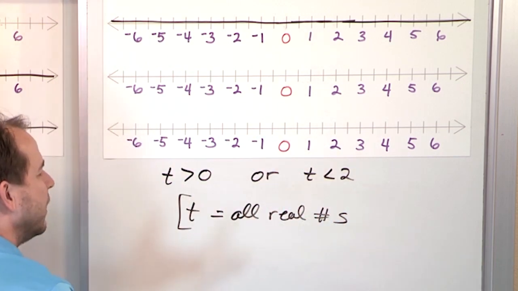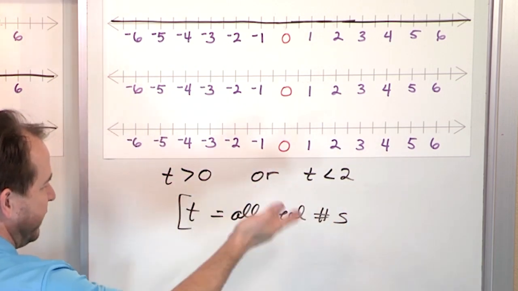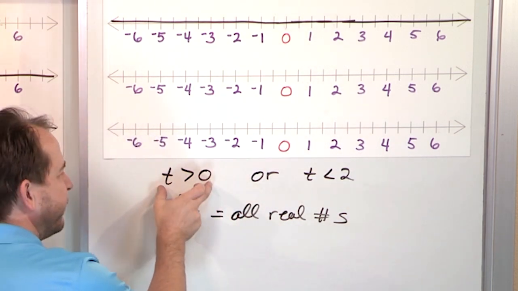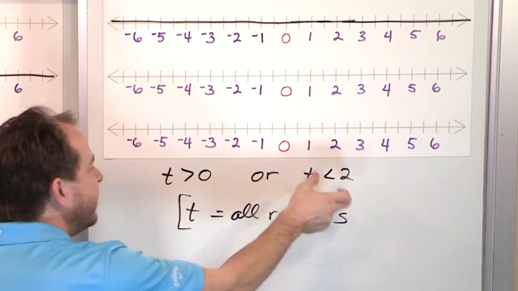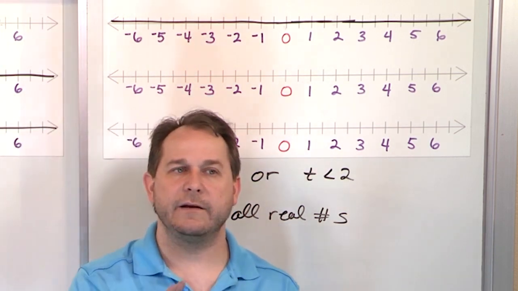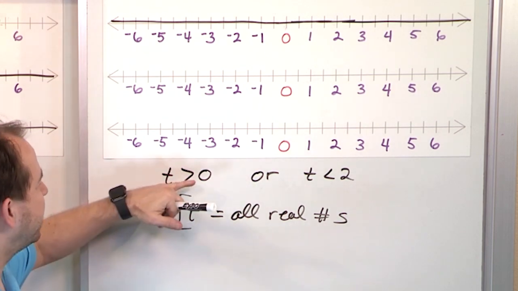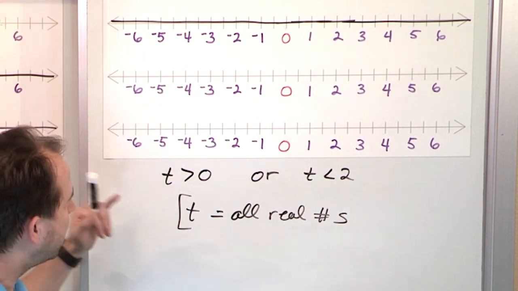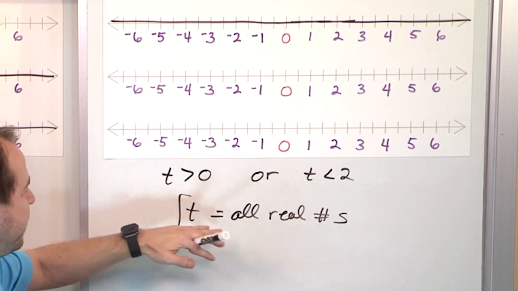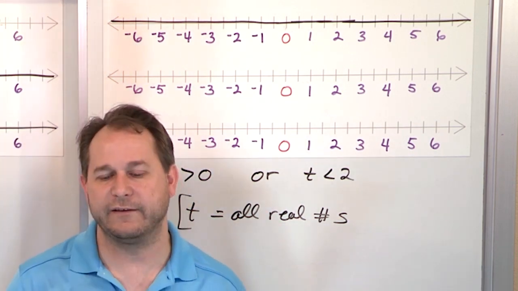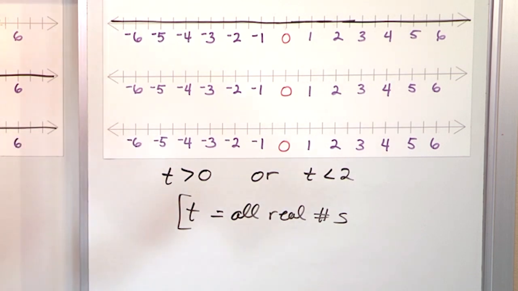And because it's "or," it satisfies one or the other. What about negative 900? Negative 900 fails this one, but it passes this one. So as long as it passes one or the other, then it's in the solution set. Because any number you can pick is either going to be greater than 0 or less than 2, either one, then we say all real numbers actually satisfy this disjunction, or this or-based inequality.